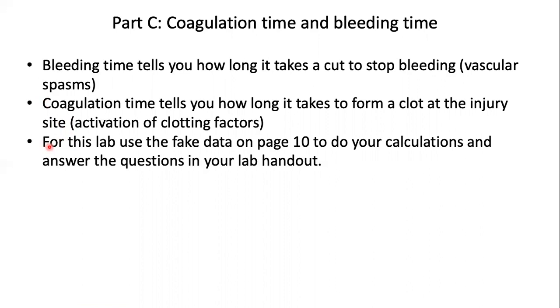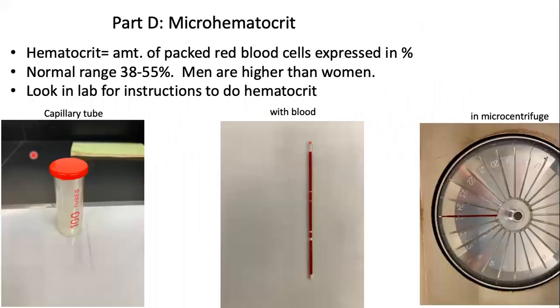For this lab, you're going to use the fake data on page 10 to do your calculations and answer the questions in your lab handout. So there's fake data in there for coagulation time and bleeding time. We technically don't do this in lab. Normally for lab, when we're on site, we use sheep's blood, and it has all the clotting factors removed because otherwise it would be a big glob of clotted blood and we wouldn't be able to use it. So we don't do this in lab. I just have students read it theoretically and understand it.